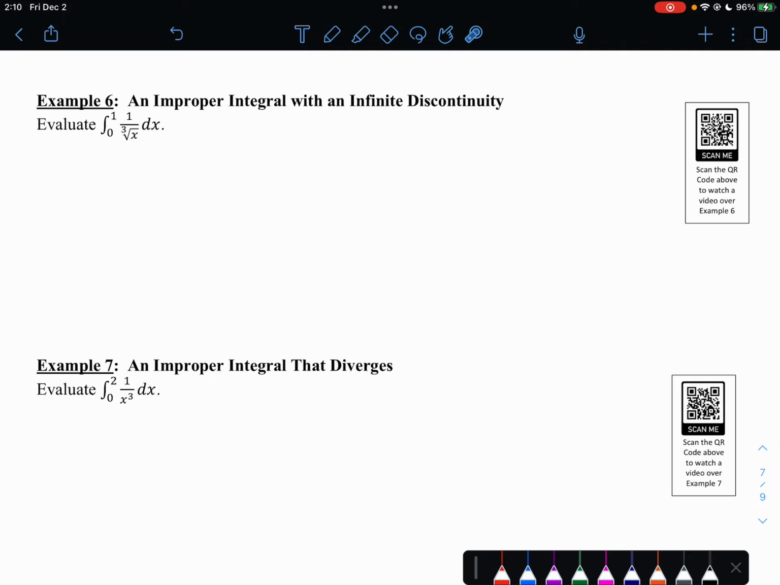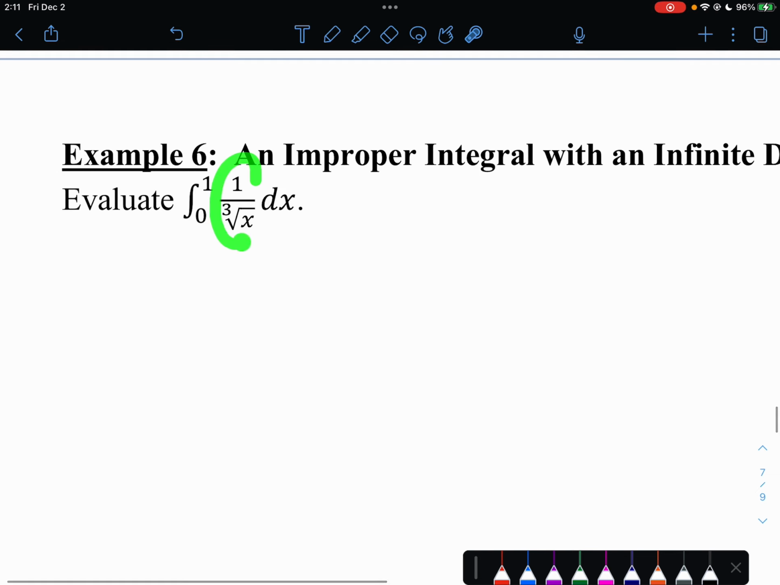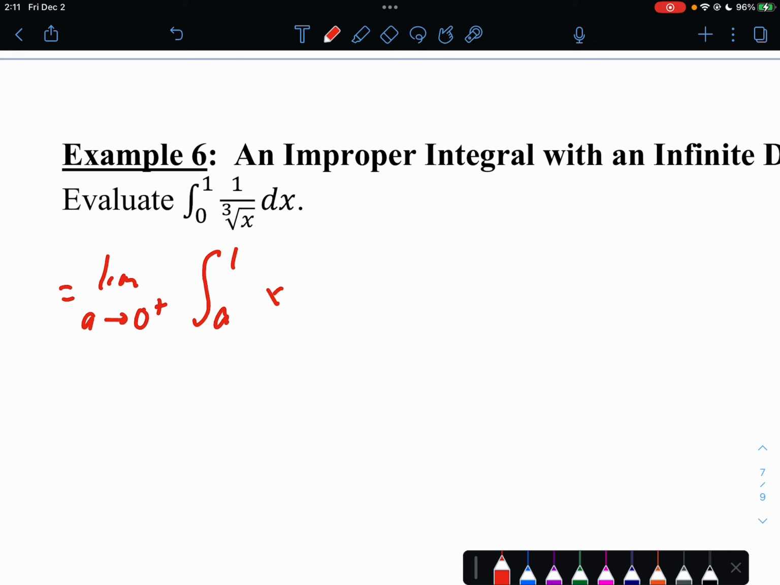So let's take a look at number 6. We can see right away that this has a discontinuity at 0. So we're going to have to take the limit as some number a approaches 0 from the right, from a to 1. I'm just going to rewrite this as x to the negative 1/3 dx.